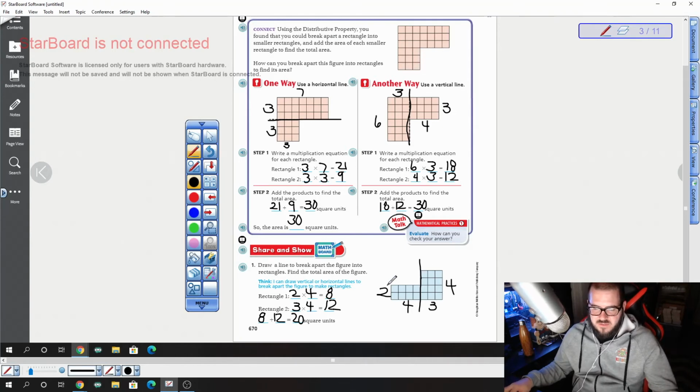If I would have done it horizontally, would I have gotten the same area? Of course. My shapes would have been different, but my area would still have been the same.